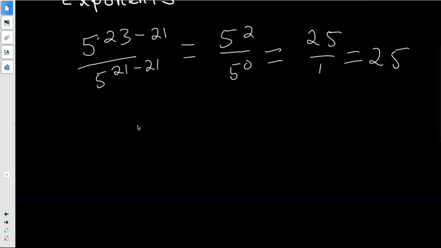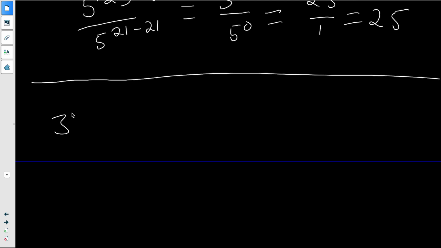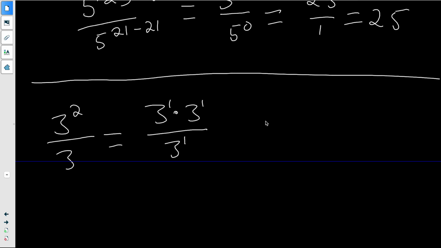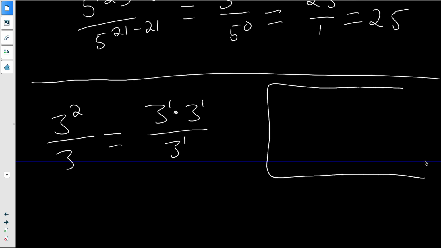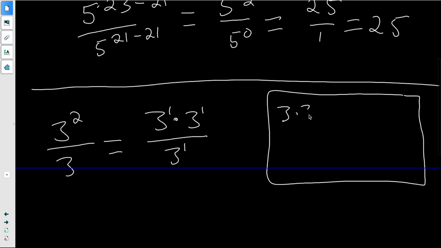Why can we do this? To see why, let's look at a smaller problem and break it apart a little bit. Let's take 3 to the second power over 3, or let's rewrite it as 3 to the first power times 3 to the first power over 3 to the first power. Now normally we wouldn't want to do this with such a small number. With a smaller number we would just say 3 times 3 over 3. We would cancel these out and we would know that this is 3, and we would put a 1 in place of that 3, so we get 3.